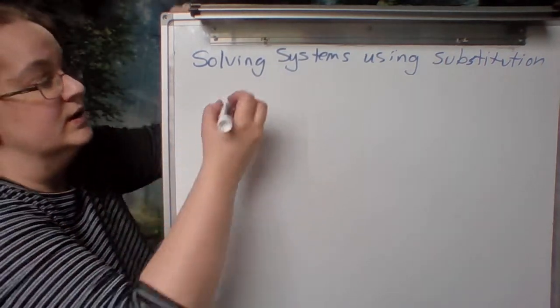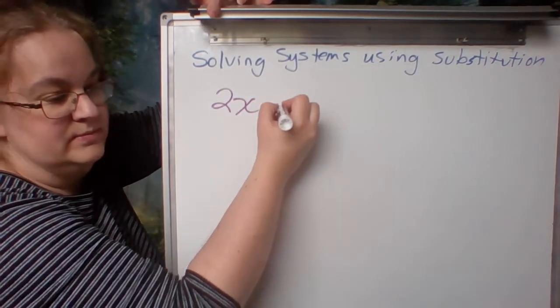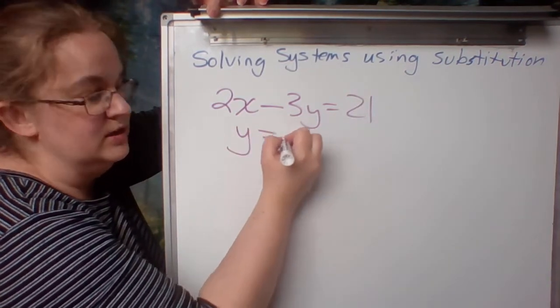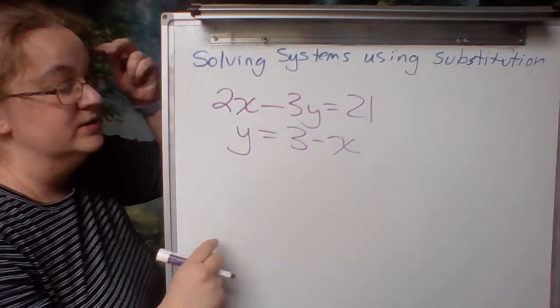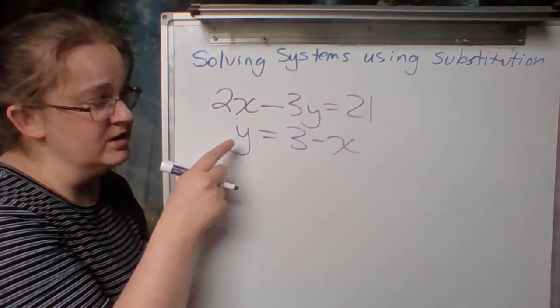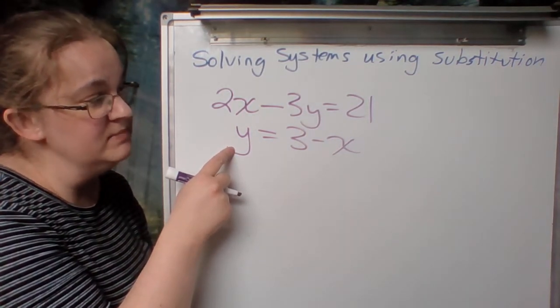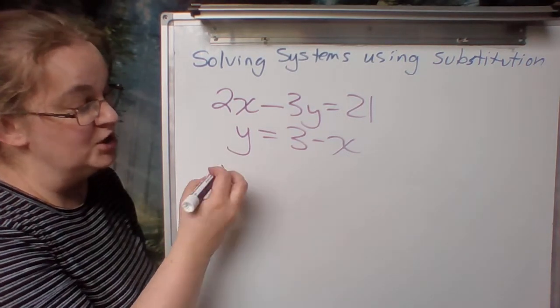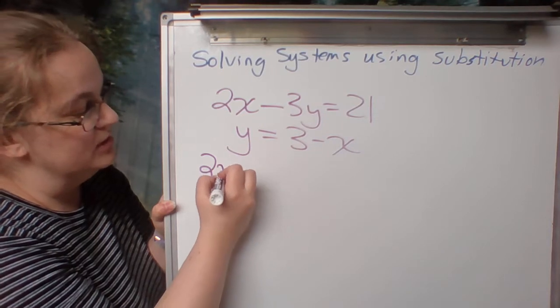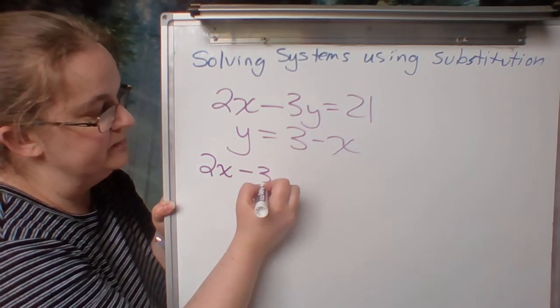Okay, I've got 2x minus 3y equals 21, and y equals 3 minus x. Okay, again, I've already got one equation solved for a variable, so I'm going to substitute in for y. This is where you need to be cautious because there's a coefficient, so you are going to have to distribute.